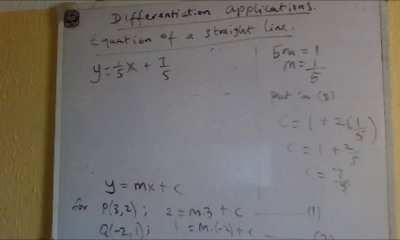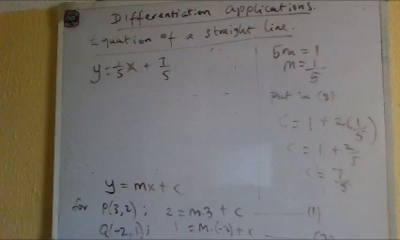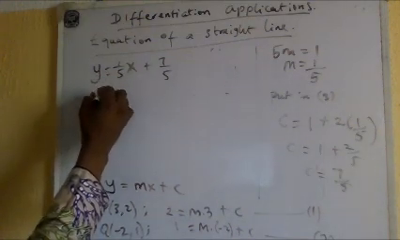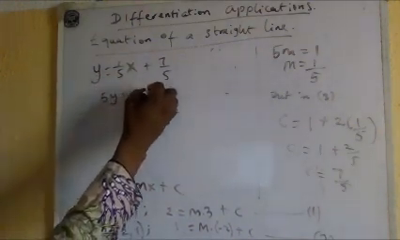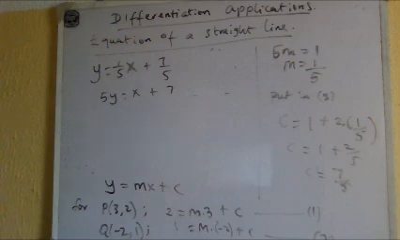So you can still express this one further by saying multiply each term by 5. So when I do that, I have 5y is equals to x plus 7. So that equation satisfies those two coordinates.